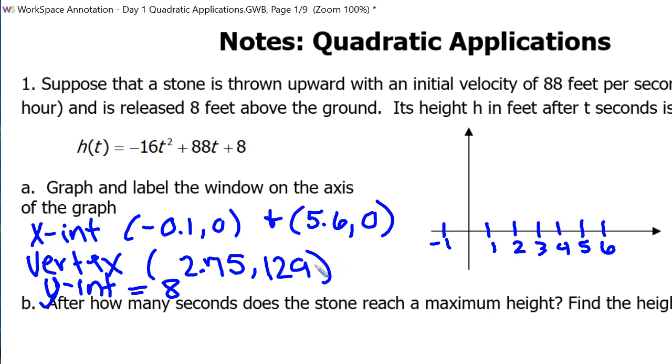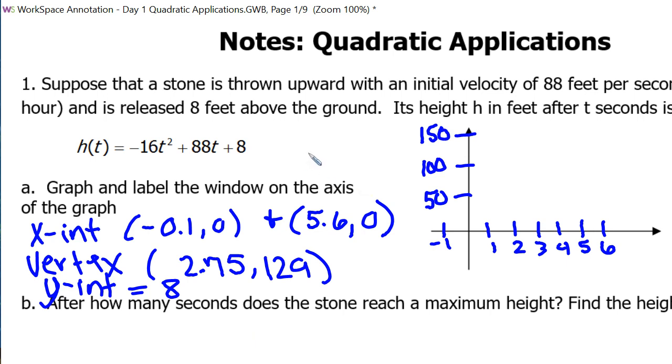And then our y-intercept is at 8, but actually our y-axis needs to go beyond that, because the vertex, what's the maximum the y values go up to? 129. So do I want to count by 1? No. So your x and y axis will not always be the same. Here, it's probably the fastest thing to do is just count by 50. So here would be 50, 100, and 150. And then plot those points.